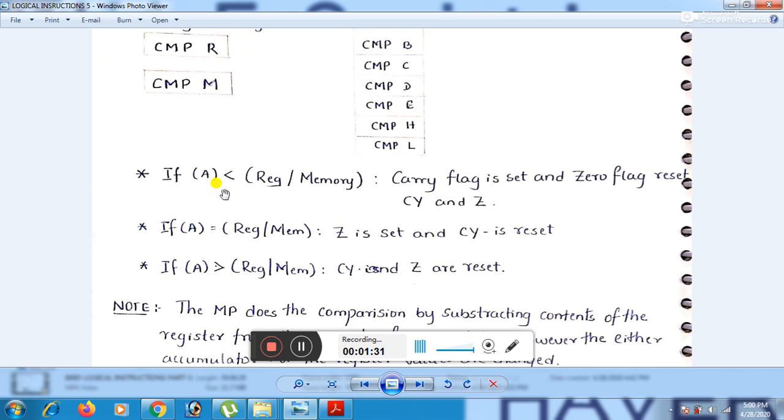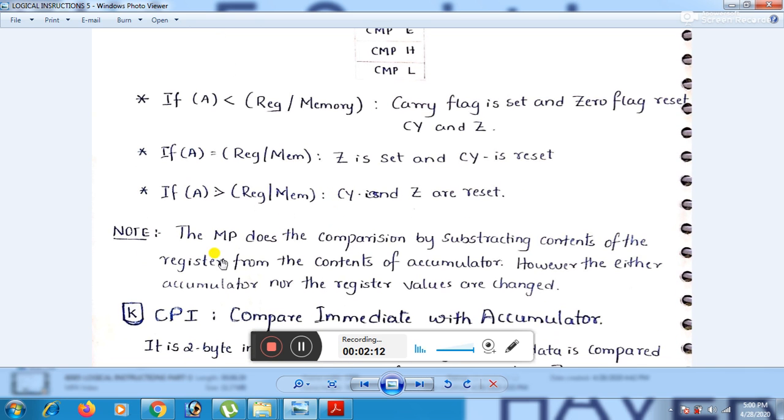So what happens if accumulator content is smaller than register contents or memory contents? The carry flag is going to set and the zero flag is going to reset. If accumulator contents and register or memory contents are both the same, then comparison, that is subtraction, will happen, the zero flag is going to set and the carry flag is going to reset. What happens if accumulator is larger than register or memory? The carry flag is going to reset and the zero flag is going to reset.